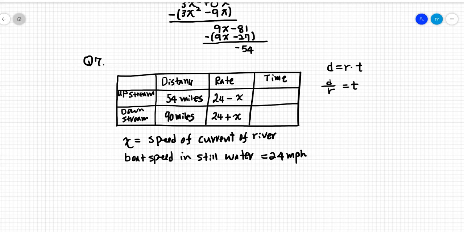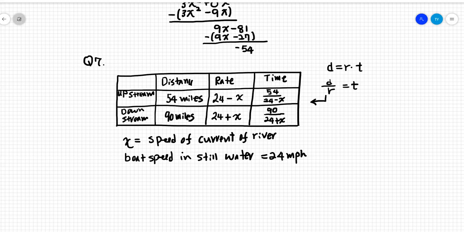So that's what we're seeing here. The distance was 54, and the rate here is going to be 24 minus x. And same thing over here. This time was 90 miles downstream, and you're going to gain the speed of the current there. So this is going to be over there.